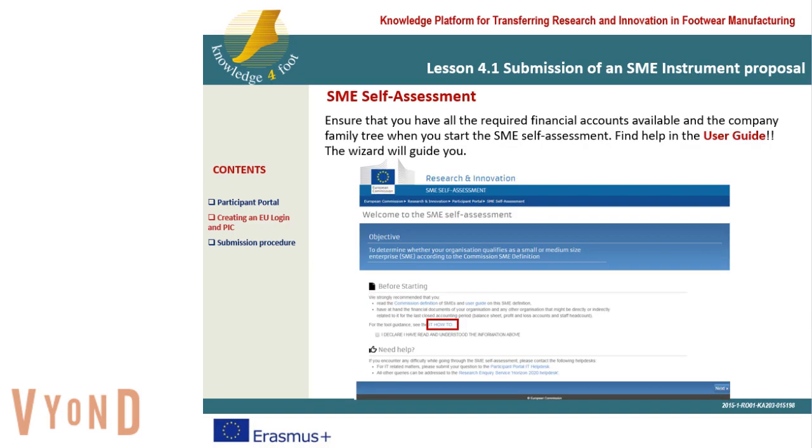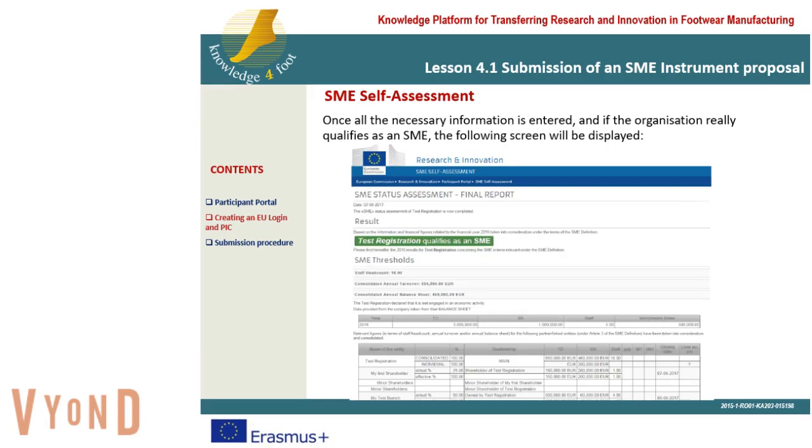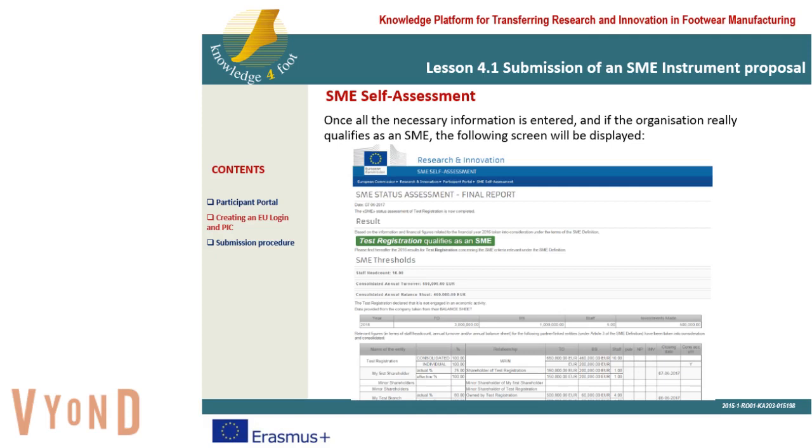Make sure that you have all the required financial accounts available in the company family tree when you start the SME self-assessment. Find help in the user guide accessible from the IT How to link. The wizard will guide you on how to enter the required information throughout the questionnaire. Once all the necessary information is entered, and if the organization really qualifies as an SME, the final report screen will be displayed. You have to submit the result of your self-assessment at this point. To do so, click on Close. The system will automatically direct you to the beneficiary register, where you can click on Submit Changes to save the results into your organization data.